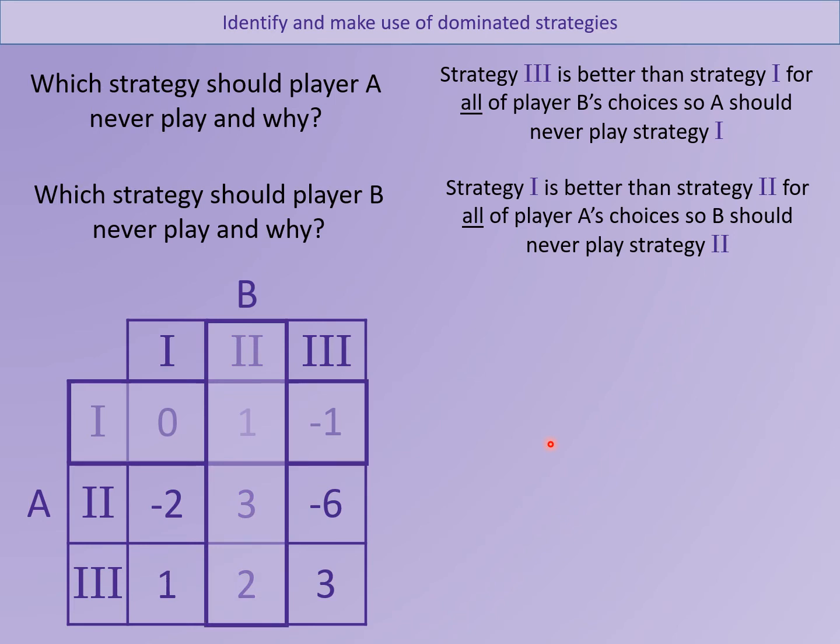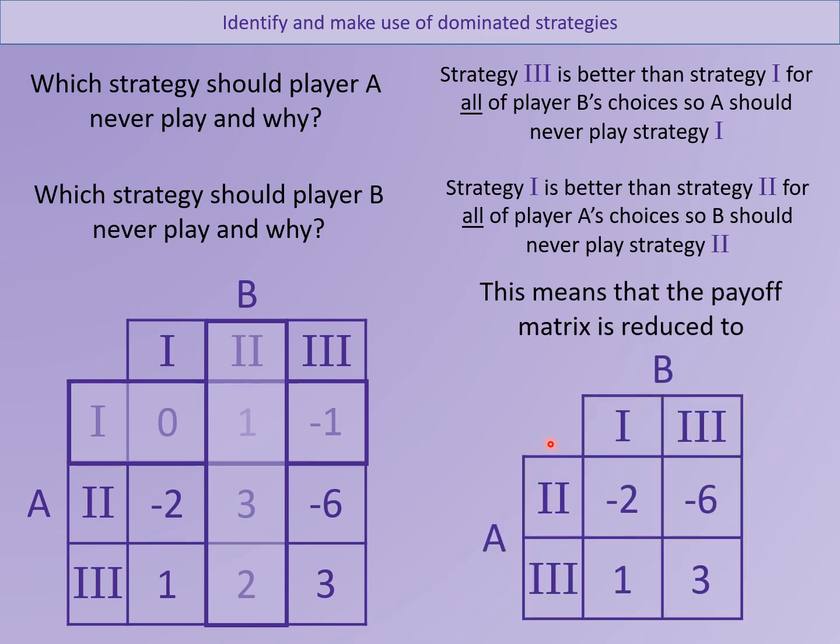Therefore, the payoff matrix can be reduced from a 3x3 down to a 2x2. See that we've still called the options the original labels that they had in the original table, just that we've removed the options that are not worthwhile for each player.